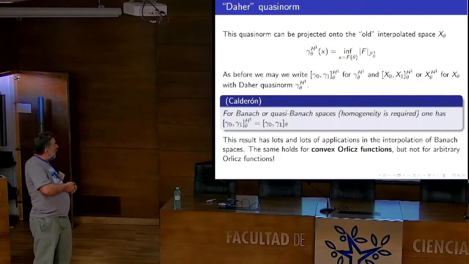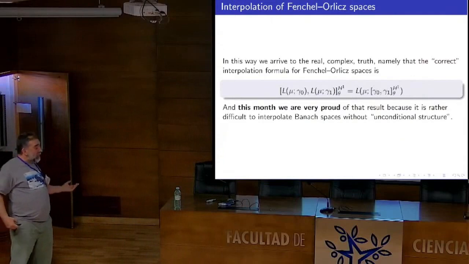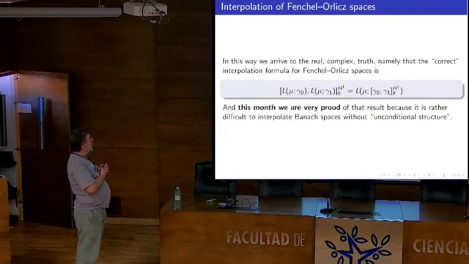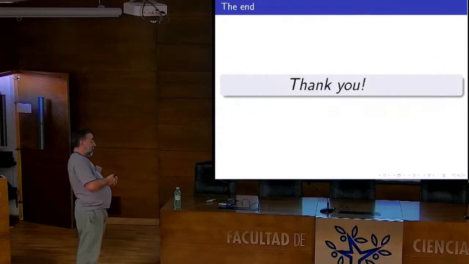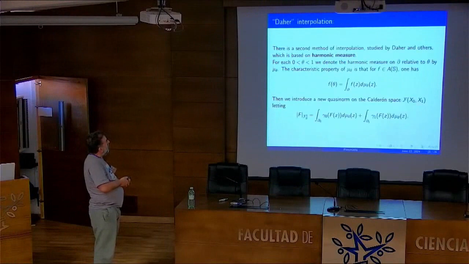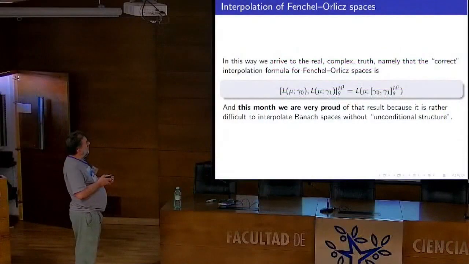But the point is that what we need is to interpolate quasi-norms by the Daher method instead of by the Calderon method. If you interpolate in this way, then the result that we're looking for is true. That is, this result is the same for Fenchel-Orlicz spaces if we interpolate the quasi-norms with the appropriate method.